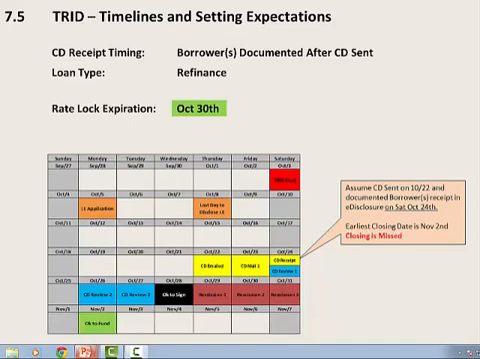In this example, all the same assumptions as the previous slide. It is a refinance transaction, and closing is October 30th. However, the borrower did not acknowledge receipt of the CD until Saturday, October 24th. Based on the TRID CD review period and rescission, the earliest closing is November 2nd, and we missed the closing. There is not a method or option to close on October 30th.